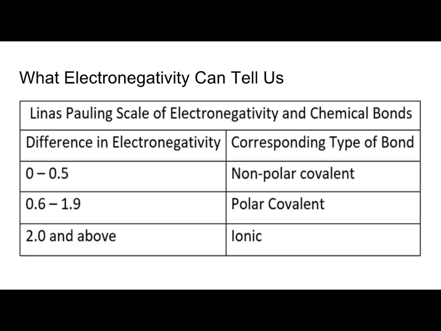The first thing that electronegativity can tell us about bonds is the type of bond, which is whether you have nonpolar covalent, polar covalent, or ionic. We can determine that by the difference between the two atoms that are bonded together. If the difference is 0 to 0.5, it's going to be nonpolar covalent. 0.6 to 1.9 is going to be polar covalent, meaning that they're still covalent, but you have a positive side and a negative side. And if it's 2 and above, it's considered an ionic bond.